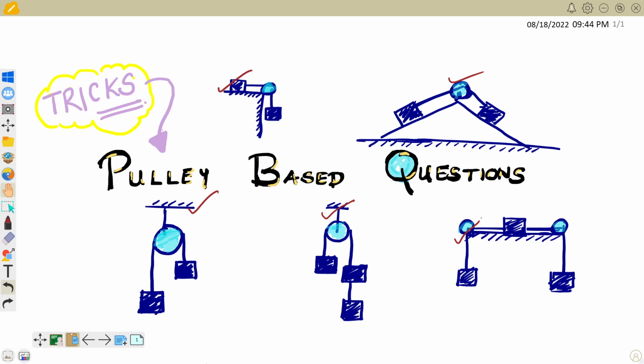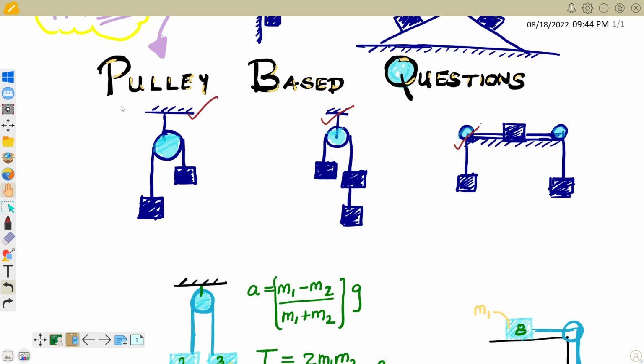Today we are going to see pulley based questions, the most commonly asked questions, and these are the tricks which are going to be seen over here. We are going to see how easily we can solve them by just using certain formulas.